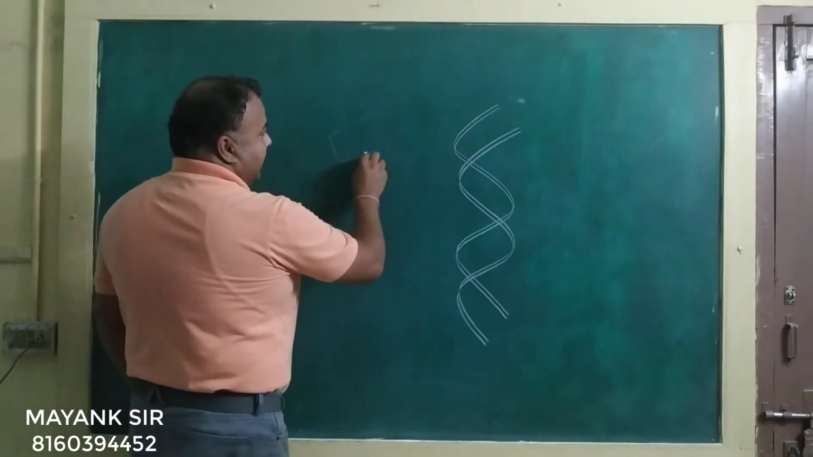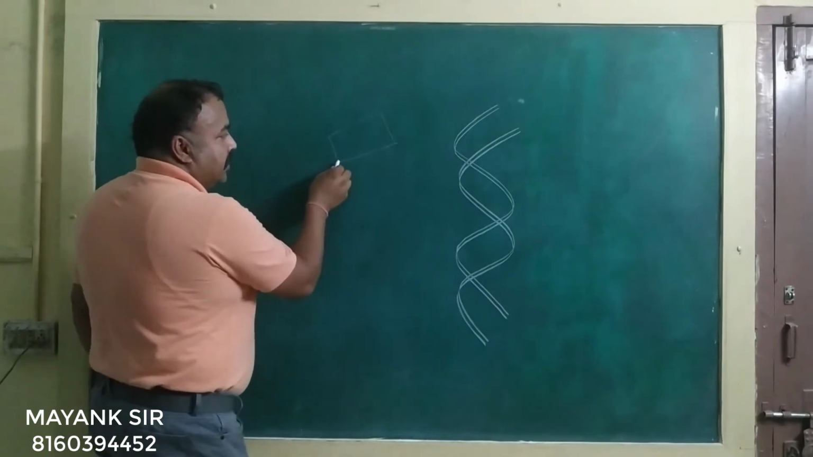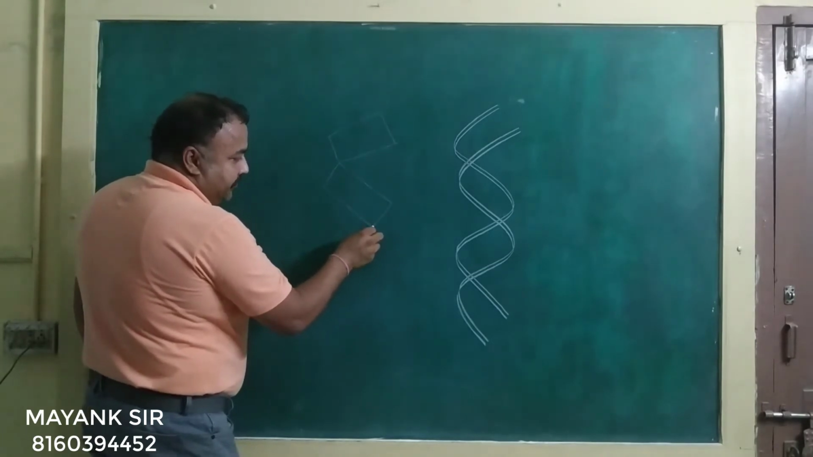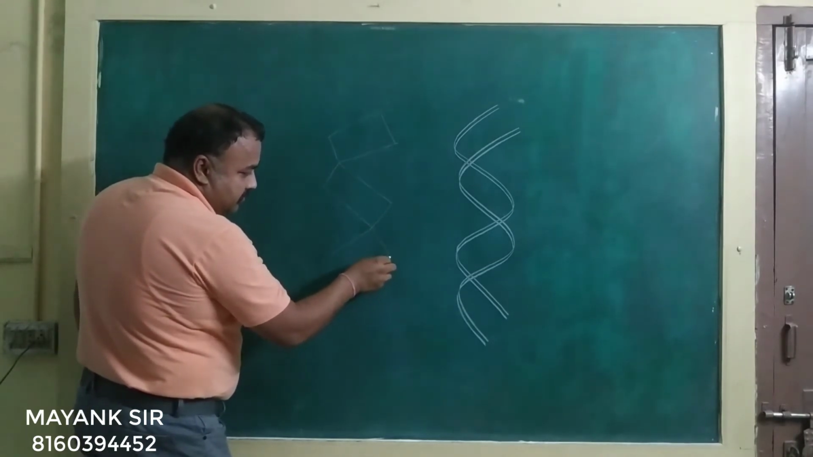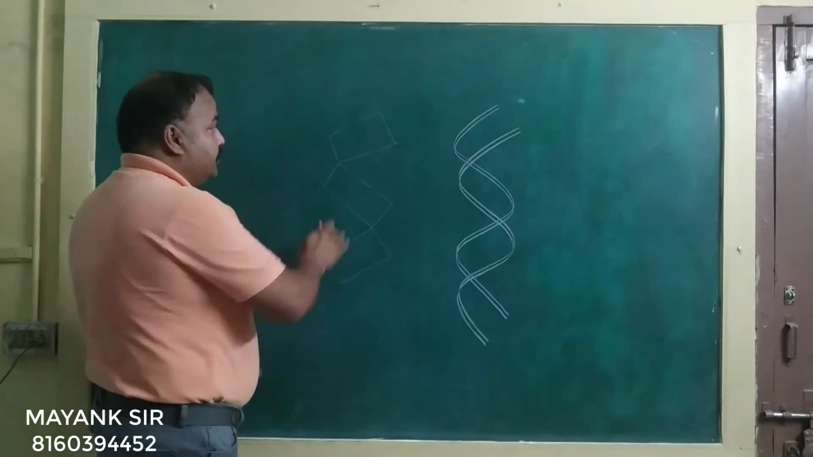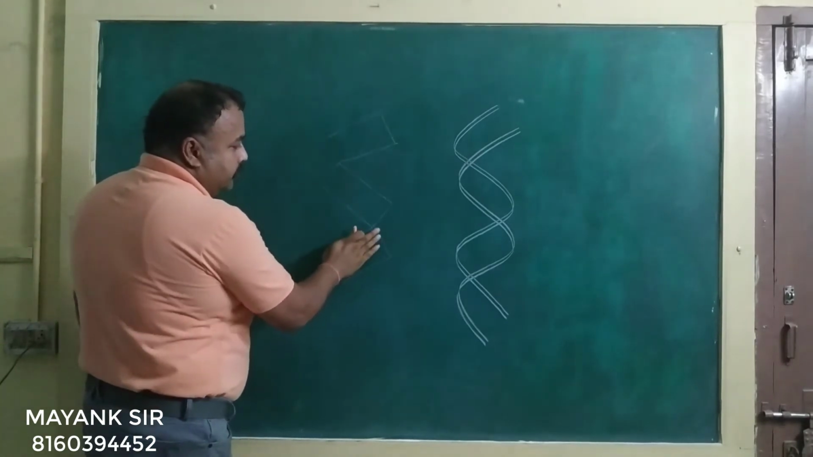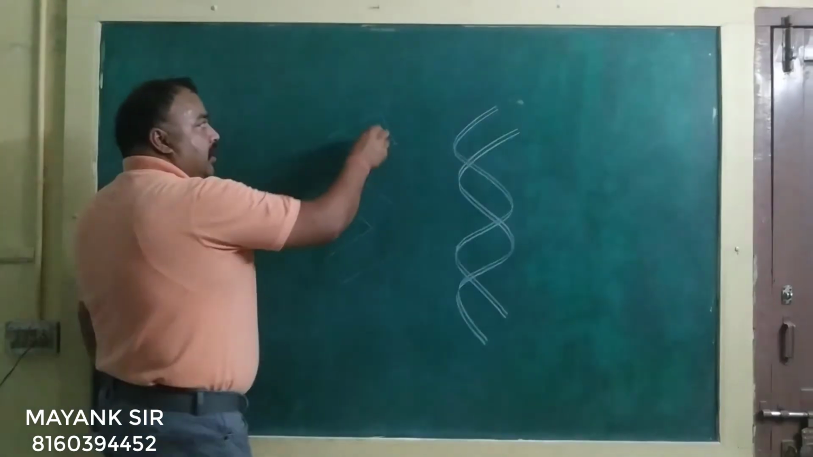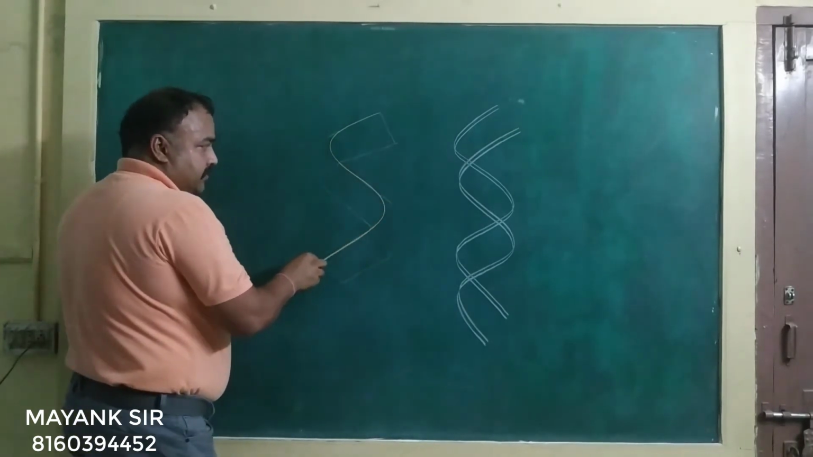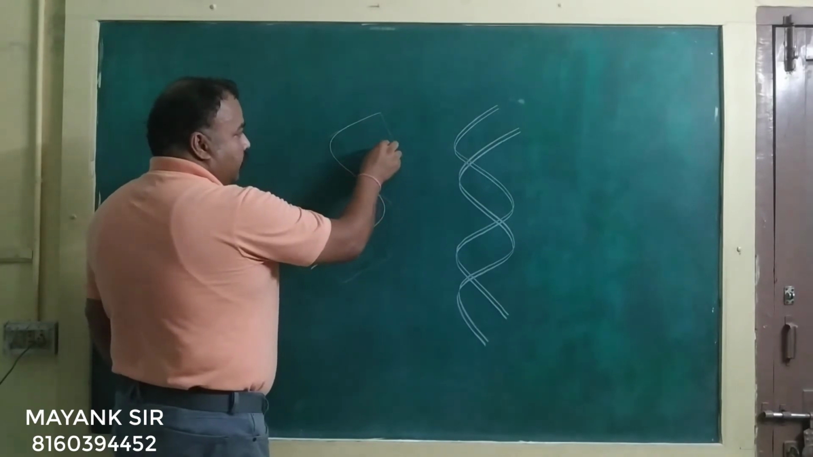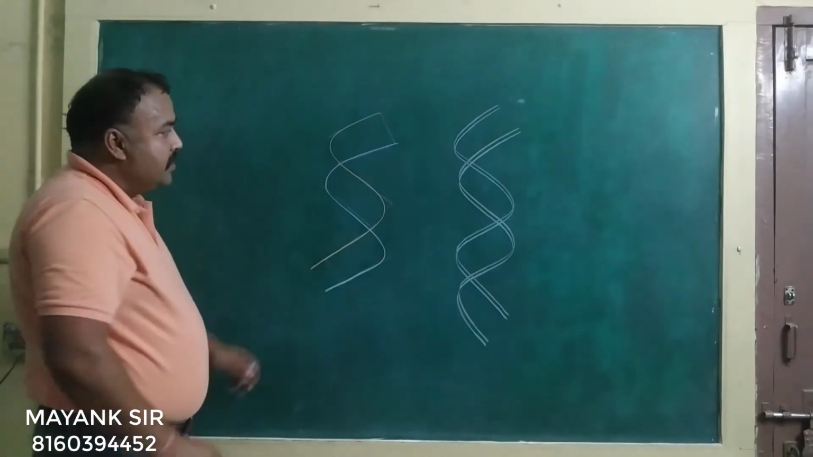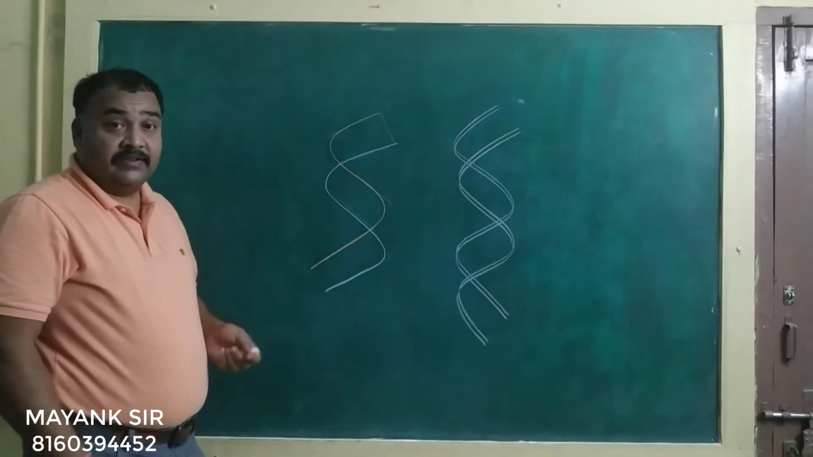The second method is like this. You have to draw the rectangles, and the rectangles must be arranged by their edges at a 45-degree angle, like this. And then you have to connect the upper lines with upper lines, like this, and the lower lines with lower lines, like this. So see, this is the structure of DNA.